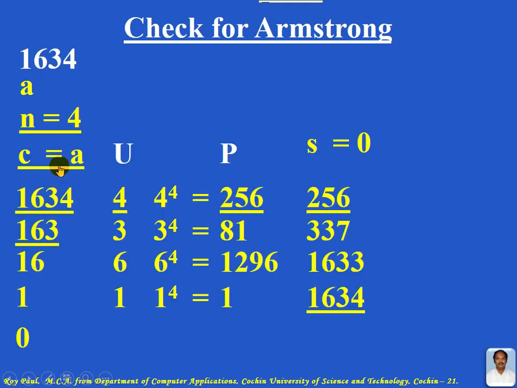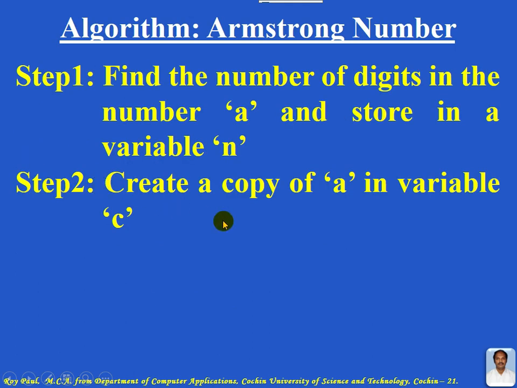What is step 2 of the algorithm? Create a copy of a in variable c. So you can write step 2: create a copy of a in variable c, and for that you can write c is equal to a.